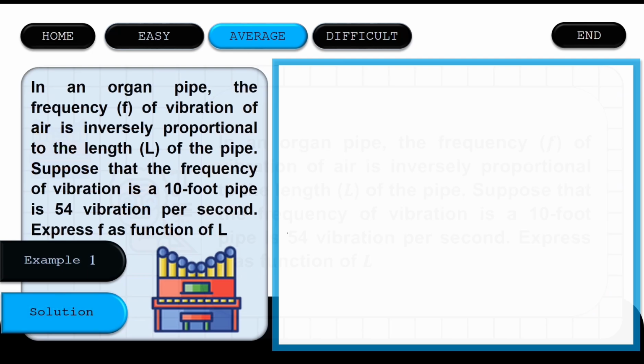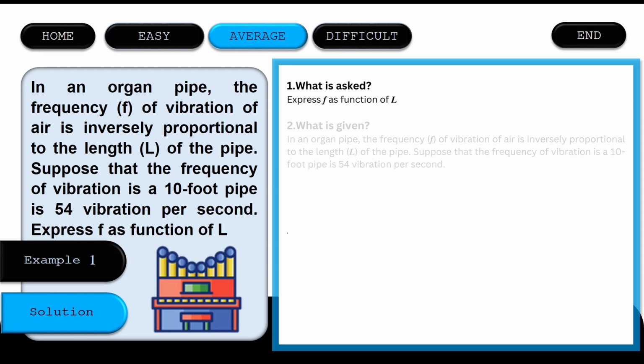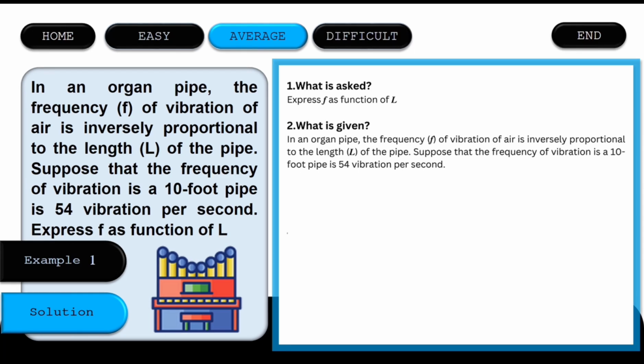Having the solutions, we have what is asked, express f as function of L. The given, in an organ pipe, the frequency of vibration of air is inversely proportional to the length of the pipe. Suppose that the frequency of vibration in a 10-foot pipe is 54 vibrations per second. What operation to be used?